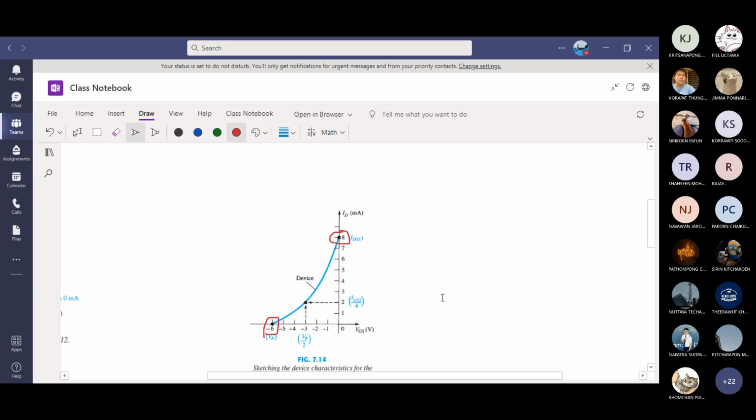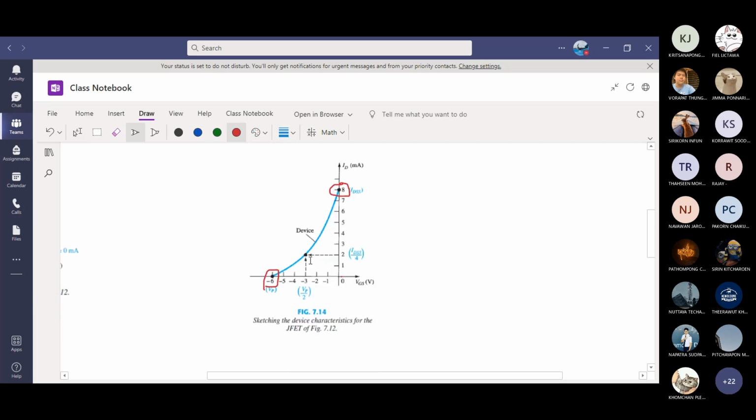When VGS equals half of VP, means negative 3 volt, the current is 1/4 of IDSS. 1/4 of 8 milliamp is 2 milliamp. 2 milliamp is right here. Should I increase or can you see? If you want to draw a beautiful curve, you can also take more points.